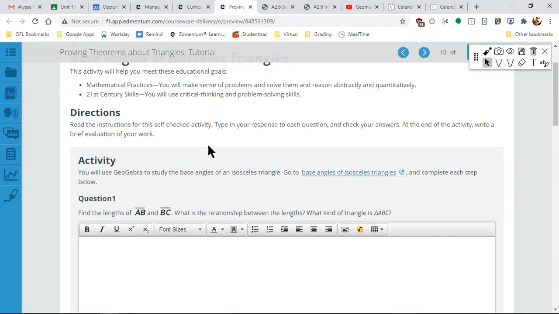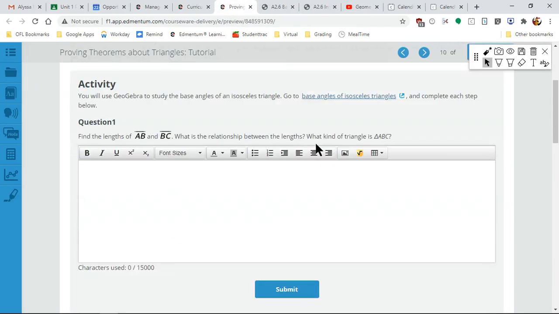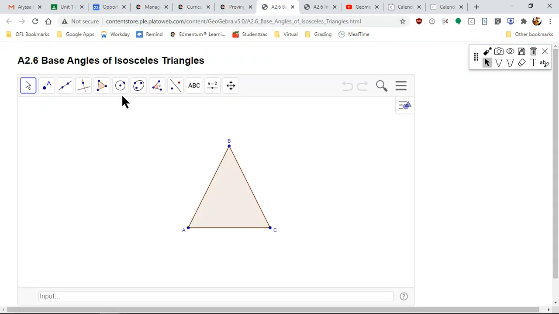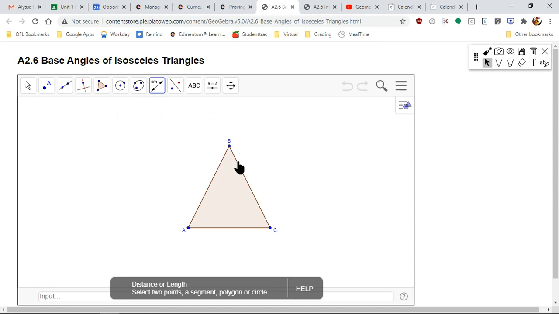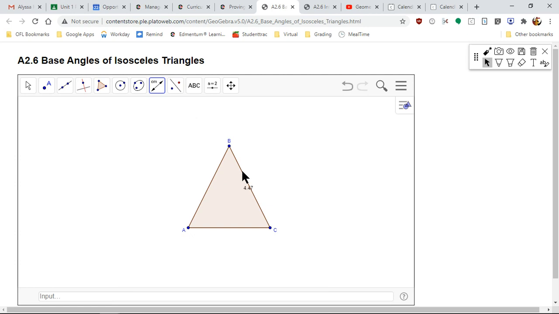We're looking here, and it wants us to find the sides. So there's two ways of doing this. We can go into our measuring tools. We can click B and C and B and A, or you can literally just click the side and it'll tell you. I kind of like doing it this way because it tells you what side you're measuring.